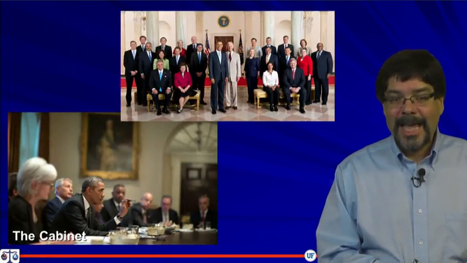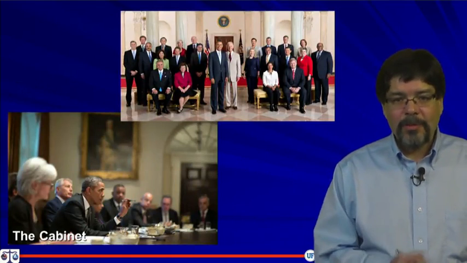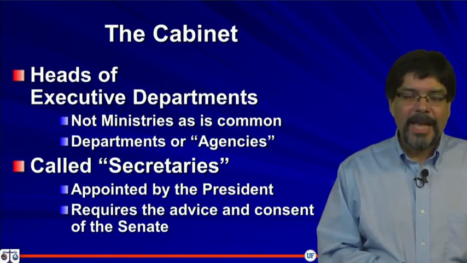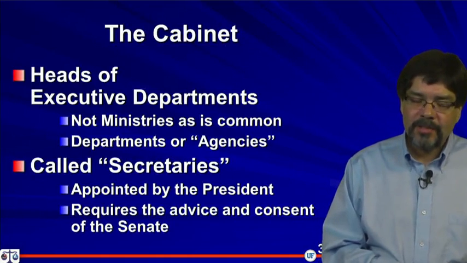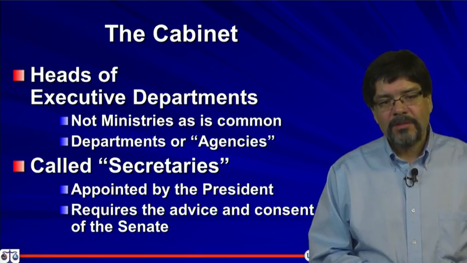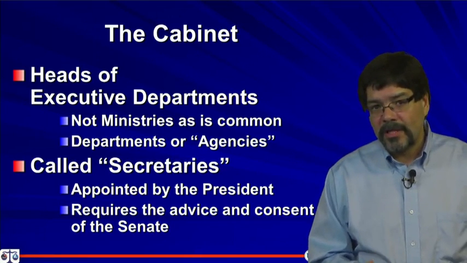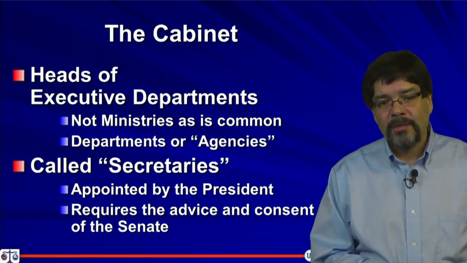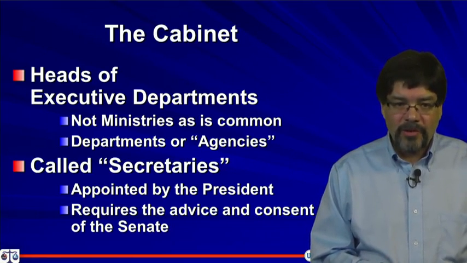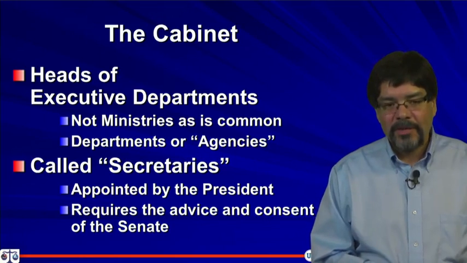The president has a cabinet, and this is President Obama's cabinet, and in the picture below you see the president leading a cabinet meeting at the White House. The cabinet is composed of the heads of all executive departments of the dependent agencies of the United States. They are not ministers, as is the commonly used term around the world. They are called executive officials. They are called department heads and generally called secretaries. They are not called ministers.